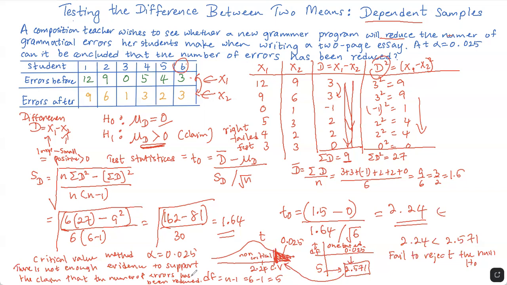So we have not enough evidence. So we are going to assume that the difference is 0. There is no effect of this grammar program on the grammatical errors of the students. So that's the conclusion. So there is no difference. The grammar program is not effective in this case, because we don't have enough evidence to prove that the grammar program is effective in this case.